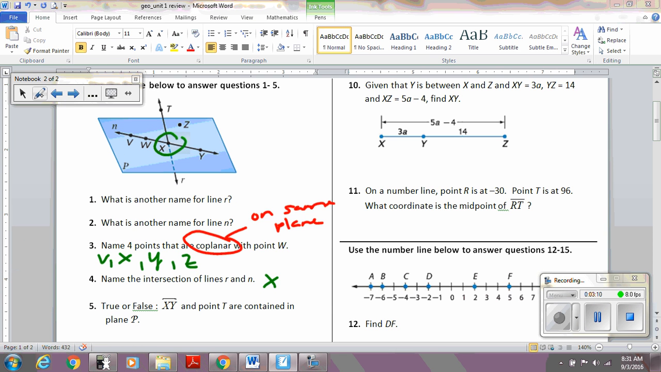Number 5 says, true or false? Line XY and point T are contained in plane P. And the correct answer would be false. T is not on the rectangular looking shape. So they're not together contained on the same plane.